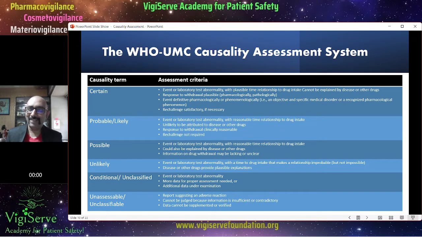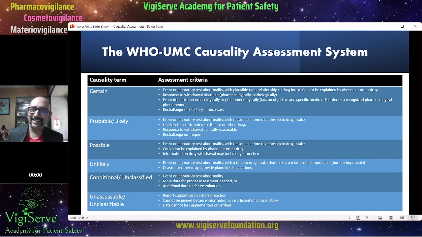Now, if there is a very strong association, then it is certain, and if you need more information, then it becomes conditional. Or if you are very clear that it is not related, then it becomes unlikely.